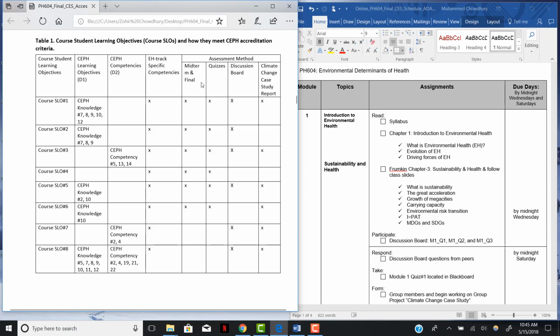In here, you can also see how we'll be assessing your learning. Your learning will be assessed by a midterm and final exam, by the quizzes, discussion board, as well as the climate change group case study report that you'll be conducting towards the end, and there will be incremental deadlines that we'll go over as well.